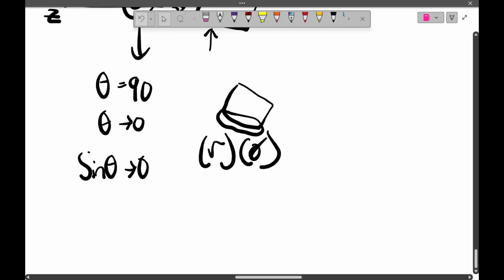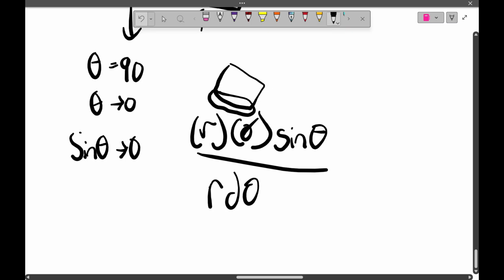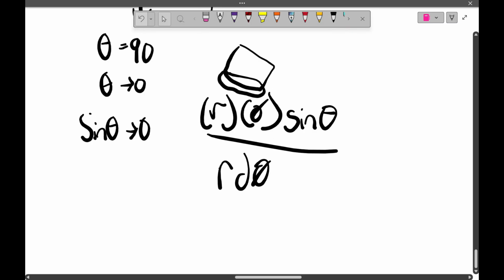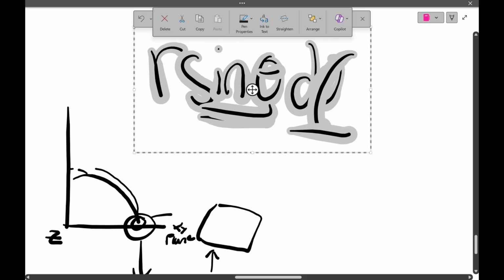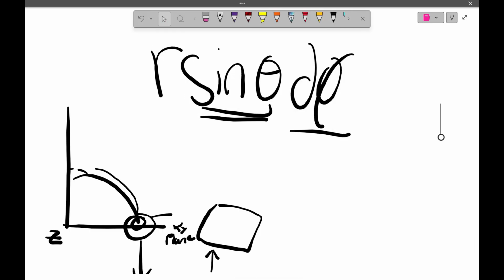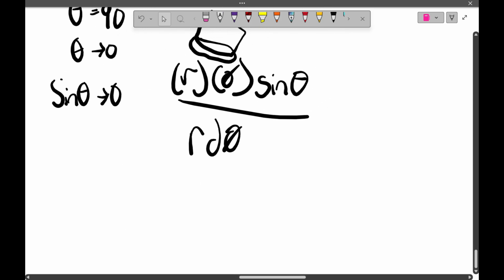So r sine theta, where theta is going to be 90, that's the highest it'll ever be, or you should say r d phi. As theta, your angle from the z-axis, the vertical axis which the hemisphere is protruding through, grows smaller, that arc width on the bottom is going to grow smaller. That's why we have a sine theta term up there.